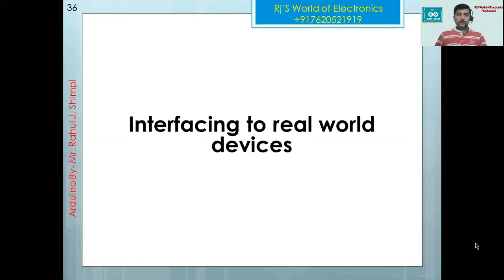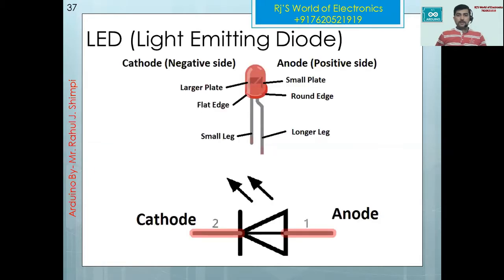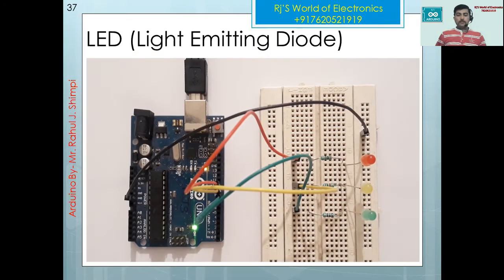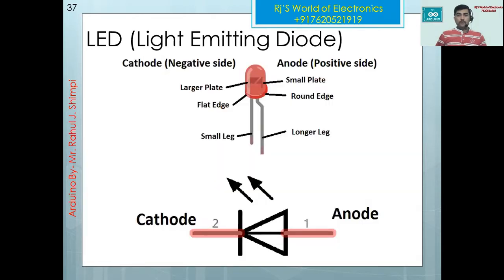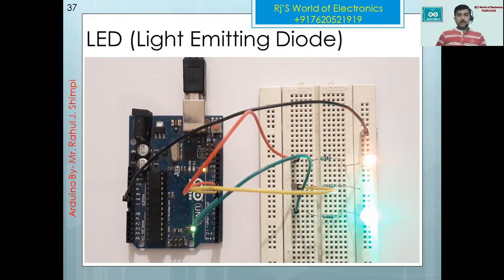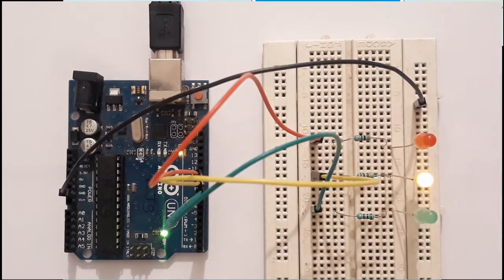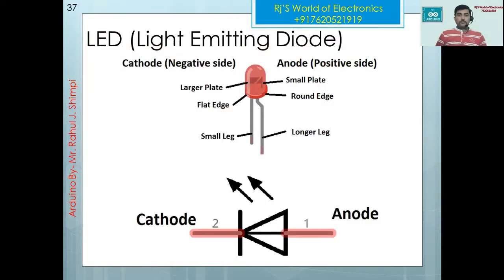Let us start with interfacing to the real world devices. In this session, we will learn to connect a LED to the Arduino board, write a program to blink the LED, connect multiple LEDs with Arduino board, and write a program to generate different patterns like even odd LEDs, alternate LEDs, changing of LEDs from left to right or right to left. We require some external devices such as LED, resistor, breadboard, jumper wires.